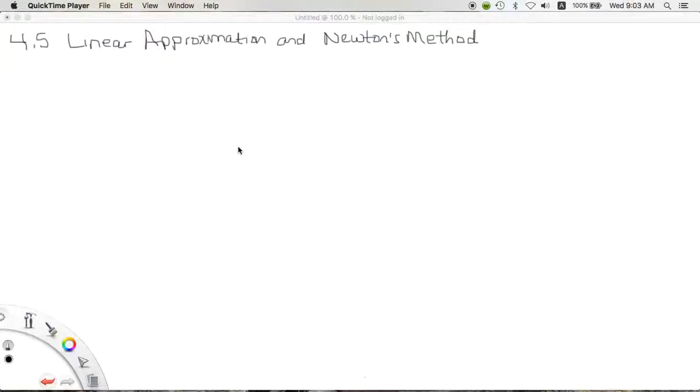For this lecture, we're going to talk about section 4.5, linear approximation and Newton's method. Linear approximation helps us give an estimate of a function on a very small scale, a very small interval of x. And Newton's method is a method of finding zeros when it's not something that you can factor easily or something that you can find the zeros of easily.